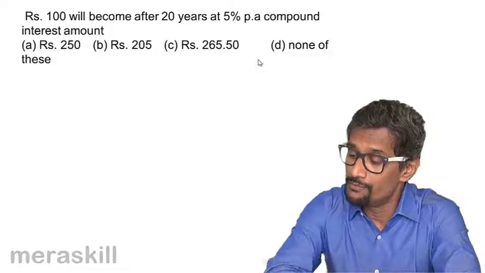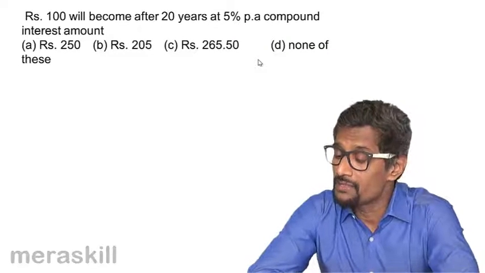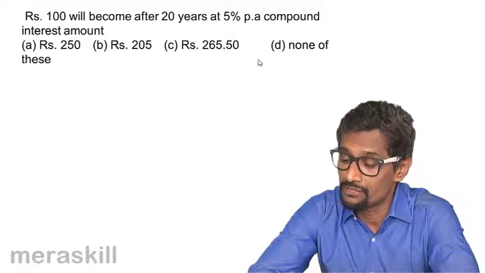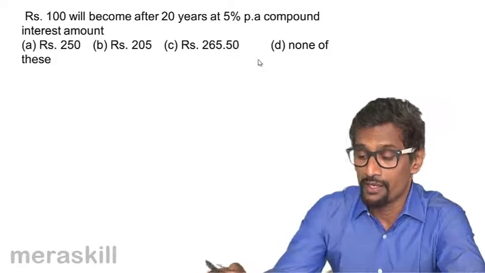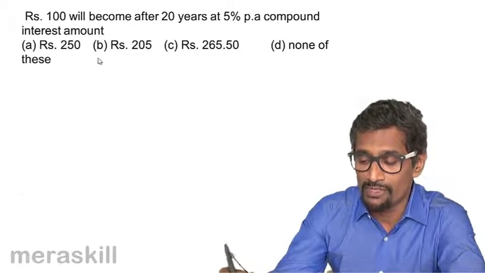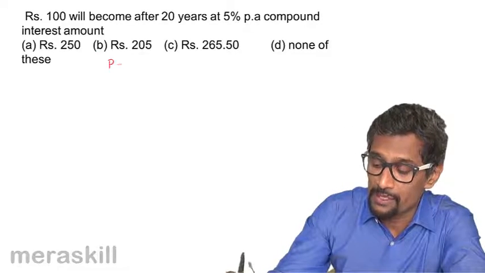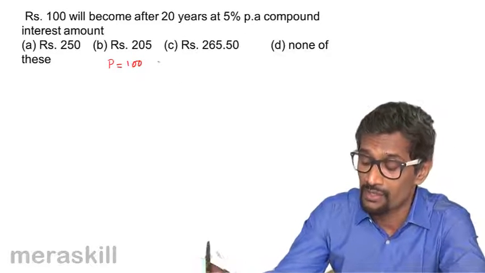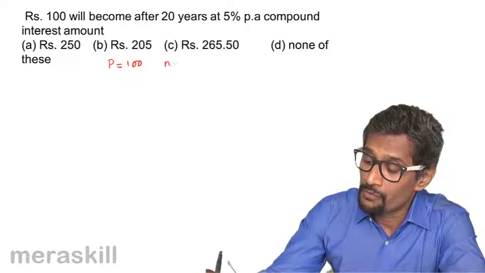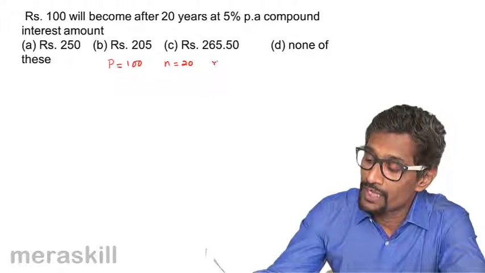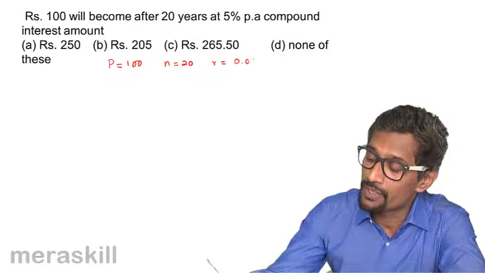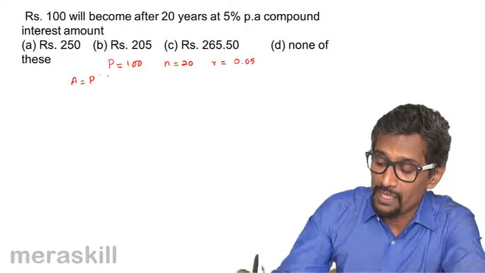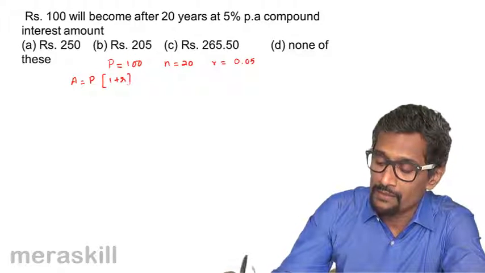Furthermore, now rupees 100 will become after 20 years at 5% per annum compound interest. The amount would be what? So here, let's always note down what these quantities are. P is 100, the present value is 100 and the number of years is 20. Rate is 5%, so it's 0.05, right? So A is going to be P into 1 plus R raised to N.